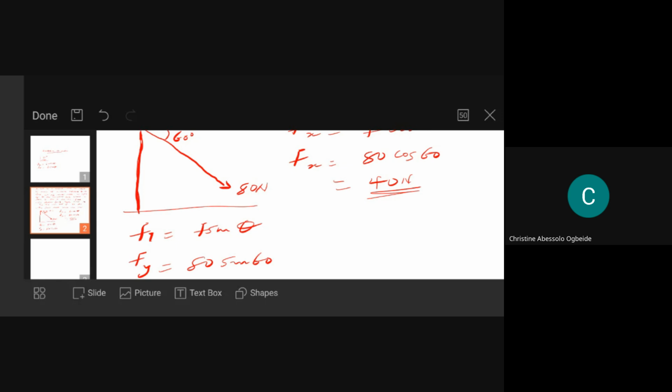And then if I multiply 80 by sine 60, sine 60 should be 0.8660. Please, someone should help. You can press that with your calculator. What is 80 times sine 60? F of y becomes 80 times sine 60, which should be 0.8660. So if I multiply 0.8660 by 80, what would I have? Someone should respond, please, so we can proceed to the next thing.